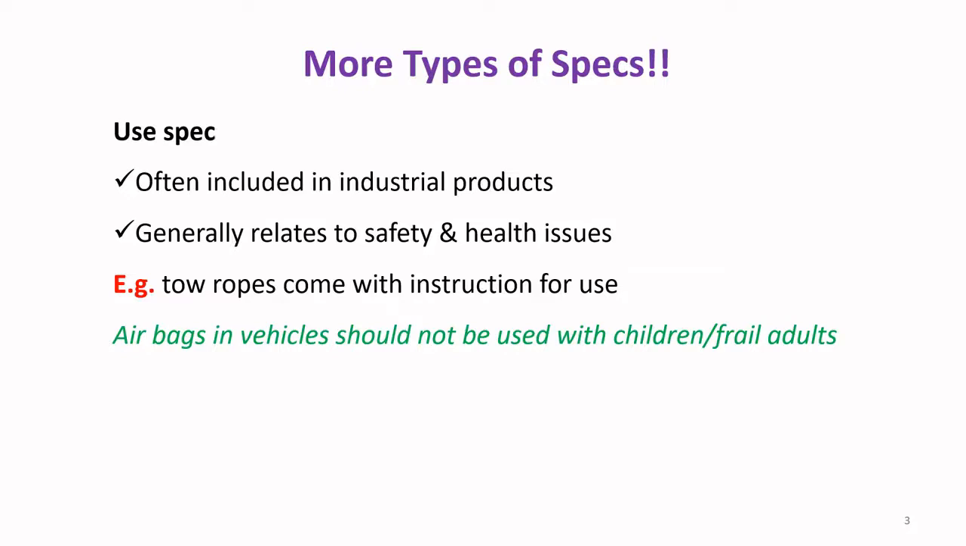Another example, airbags in vehicles should not be used with children or frail adults. Now these airbags are so strong that if there are small children or frail adults, in case of accidents, the airbag itself might kill the children or the frail adults. So it has to be specified that when using this product, what should be done or what should not be done.